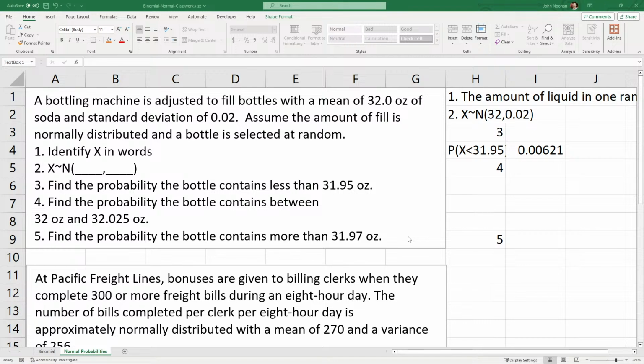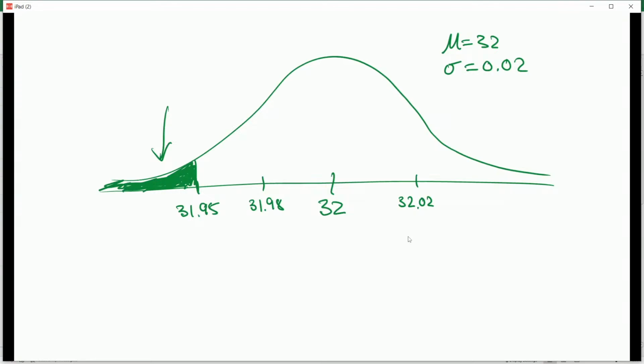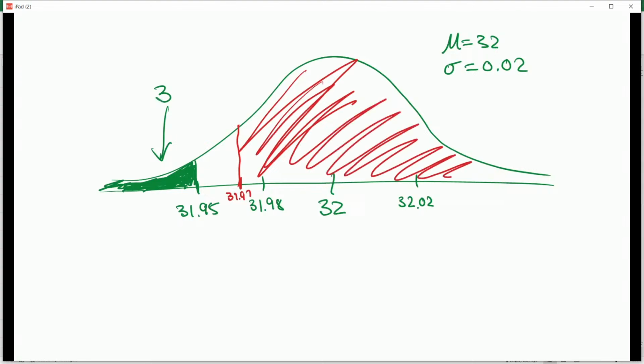Okay, so let's go back here and on my, not there, sorry, right there. On this, I'm going to superimpose the 31.97. It's right about here. And notice what I'm interested in this problem. So this here is problem 3. This is going to be problem 5. I should have switched these two. I should have had 5, 4, and 4, 5. Doesn't matter. This is problem 5. That's the probability that x is greater than 31.97.